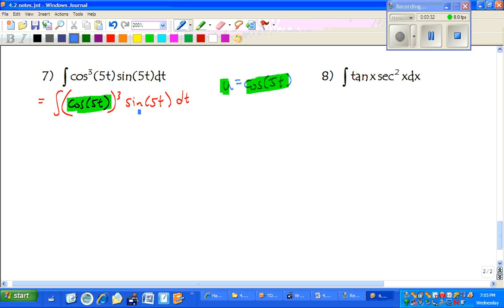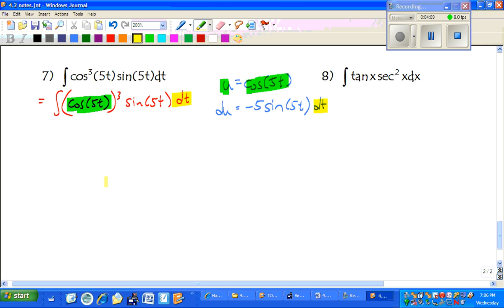And you may say, wait a minute, there's a lot of stuff left here. But du is a little bit more complicated than the ones we've done before because we have to use chain rule to find that. Derivative of cosine is negative sine. By the way, you should be copying this down now if you haven't been already. Negative sine of 5t. And then we have to multiply by the derivative of the inside. So derivative of 5t is just 5. So our du is negative 5 sine of 5t dt.